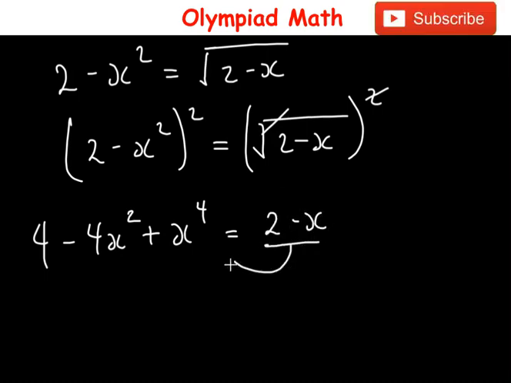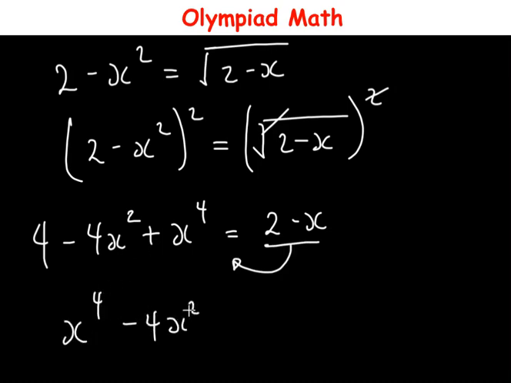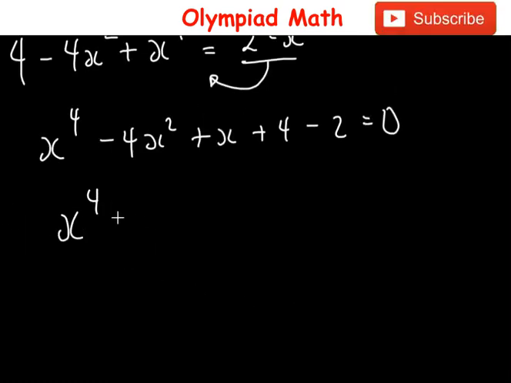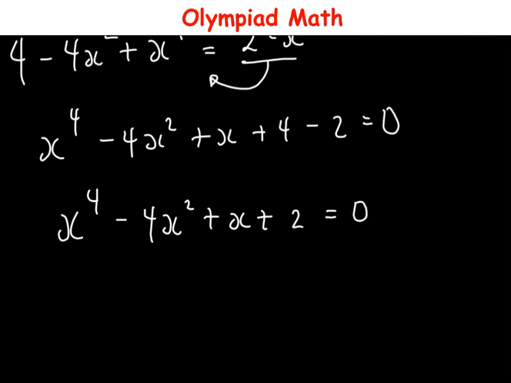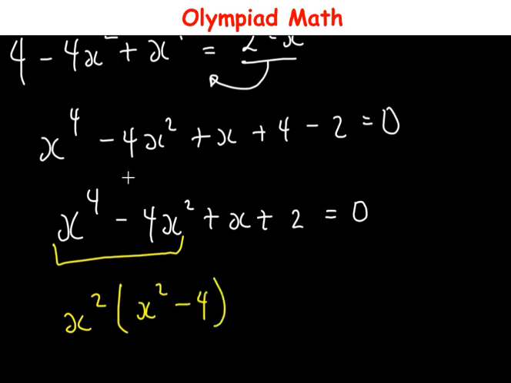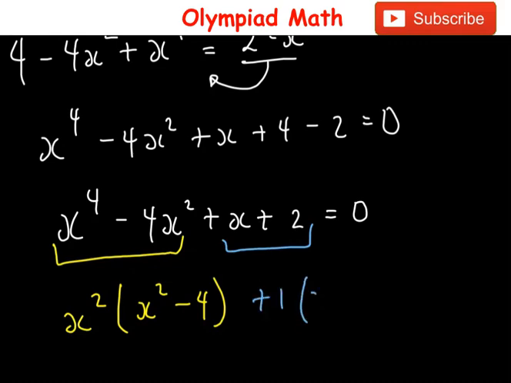Move 2 minus x over to the other side. We have x raised to power 4, then minus 4x squared, then plus x, then plus 4 and minus 2. This equals 0. Next, x raised to power 4 minus 4x squared, then plus x plus 4 minus 2 is 2. This equals 0. The next thing we are going to do is to factorize x squared from here. We have x squared into bracket x squared minus 4, and also factorize out plus 1 from this. We have plus 1 into bracket x plus 2, and this equals 0.